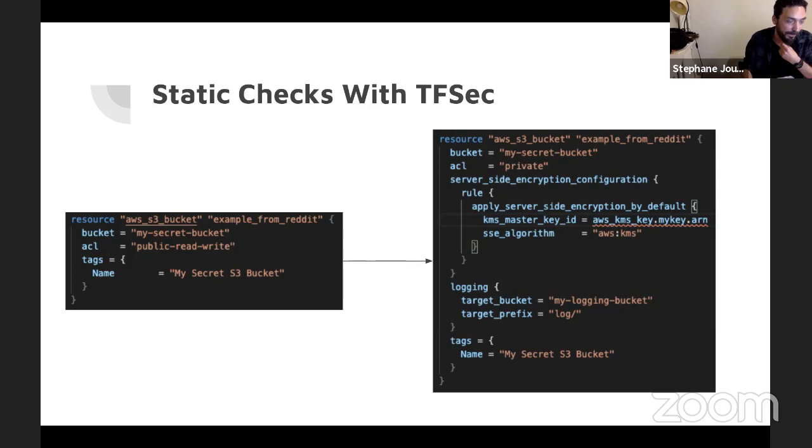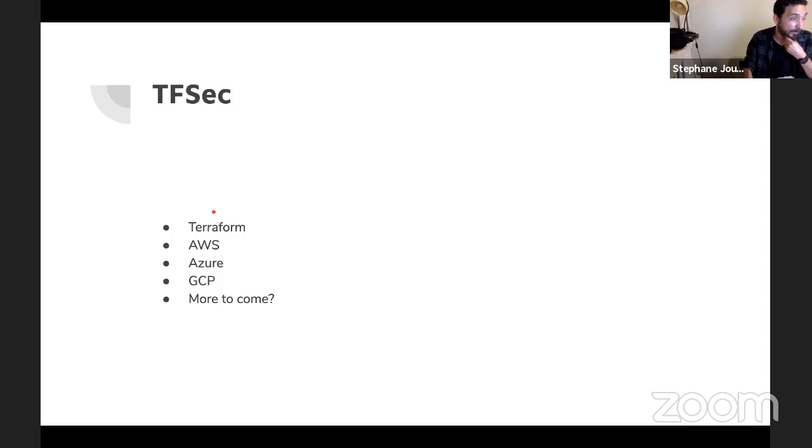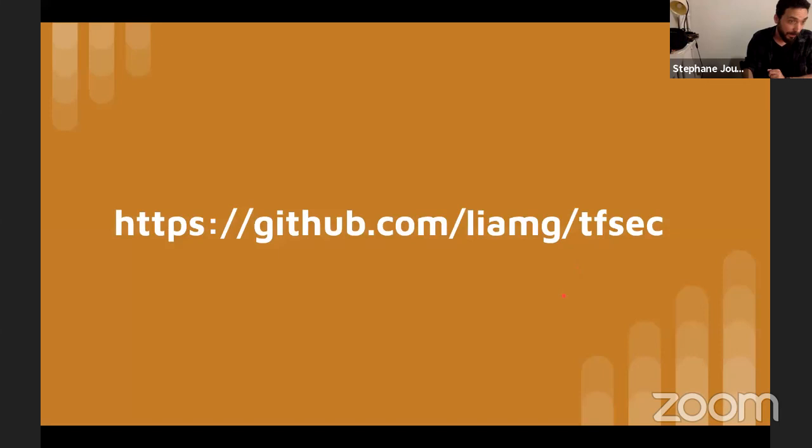So TFSec works for Terraform. It checks a lot of things in AWS, Azure, and GCP. I hope as well that more clouds will be covered, but for now, that's the three of them. It's available at the LIMG account on GitHub.